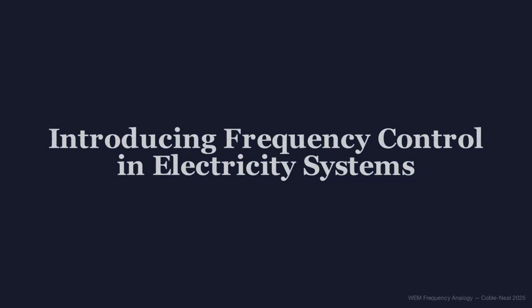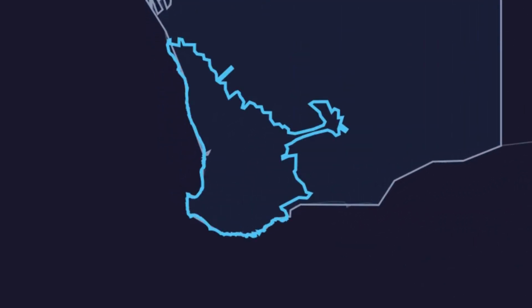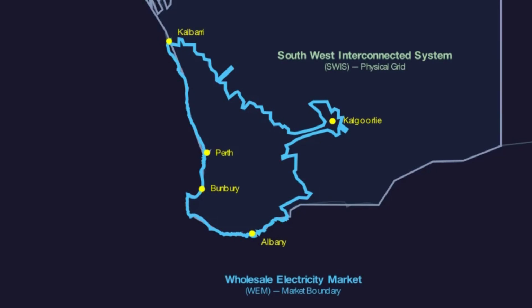This video steps through an explanation of frequency control in electricity systems. Some elements, such as system frequency, vary across electricity systems. So in this video, I chose the wholesale electricity market, WEM, in Western Australia as the real-world reference for those elements. However, the basic concepts related to system frequency control apply universally.